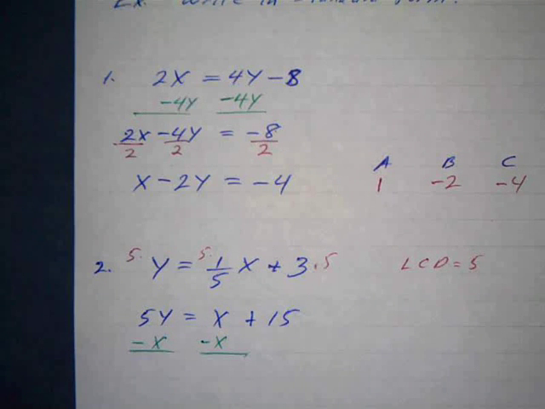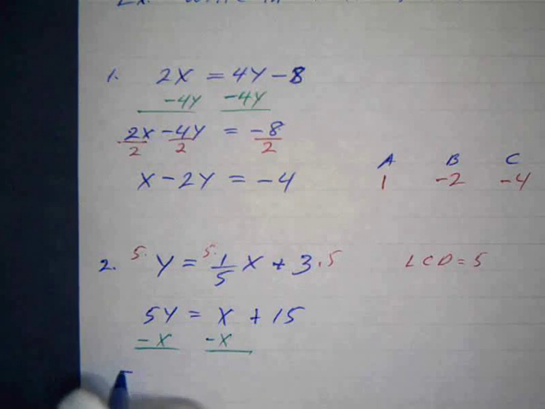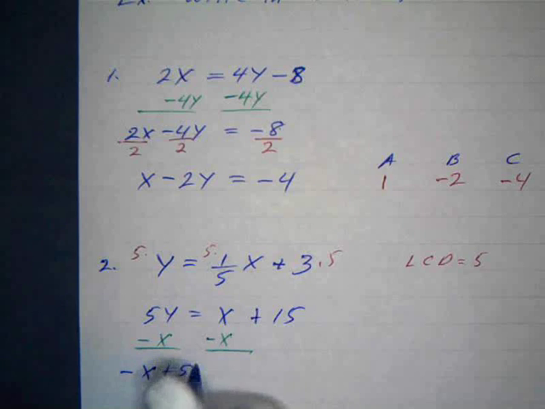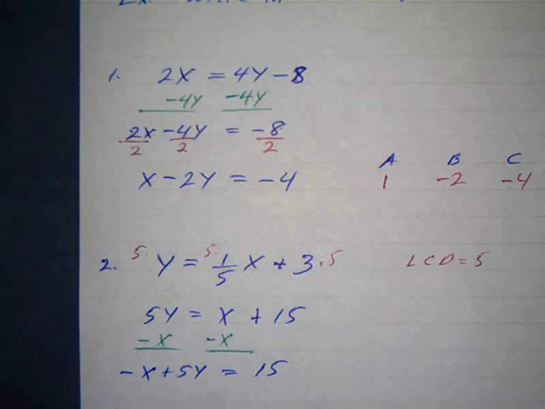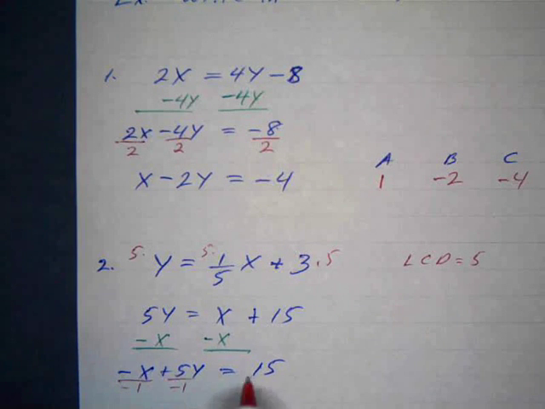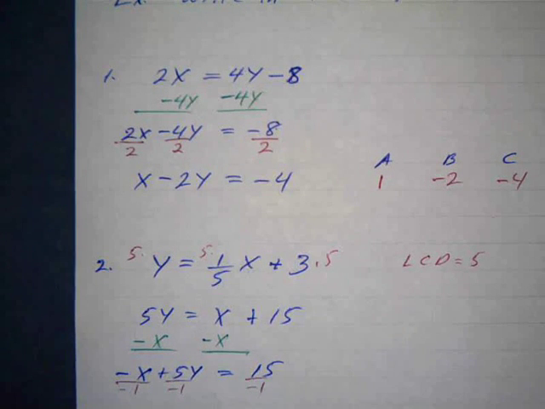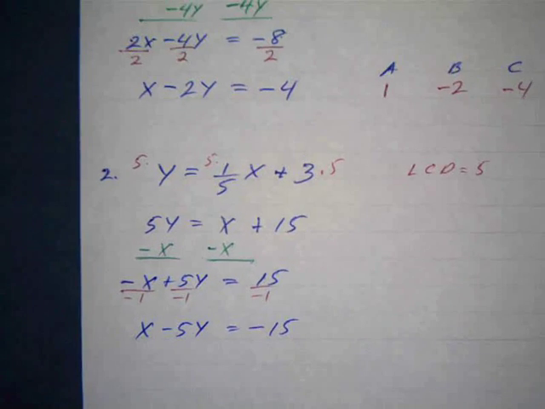And now I've got, and I put the x in front, so I've got negative x plus 5y equals 15. But I can't have this negative, so I have to change all the signs. Now we could just change all the signs, or we could just divide everything by negative 1. Every term, negative 1, negative 1, negative 1, or just change all the signs. And we have positive x, negative 5y, and negative 15. So there you go. Sorry about that.